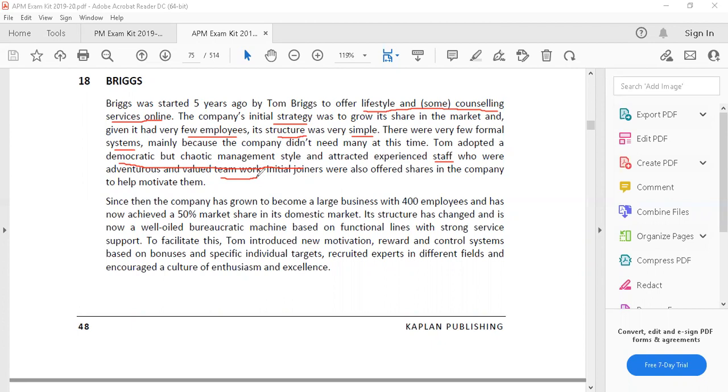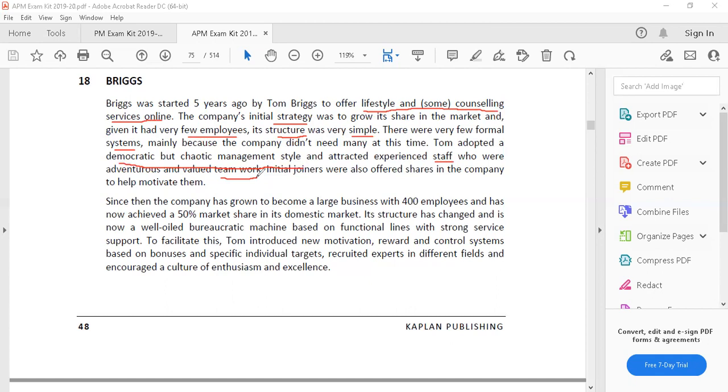The structure, initially it was a simple structure, but now the structure has changed. It is now a well-oiled bureaucratic machine based on functional lines with strong service support. So initially, how they started, it was a simple, centralized organization. Now it has moved into functional lines with strong support. So things are not very simple there. It has changed into a bureaucratic organization. Rules and regulations are in place. They have to follow all of them very strictly.